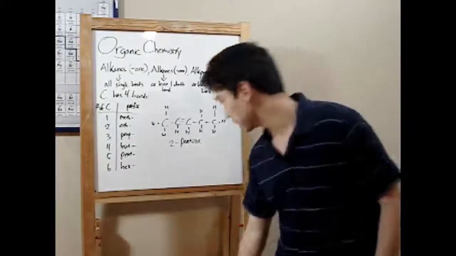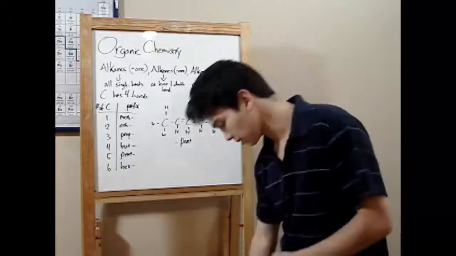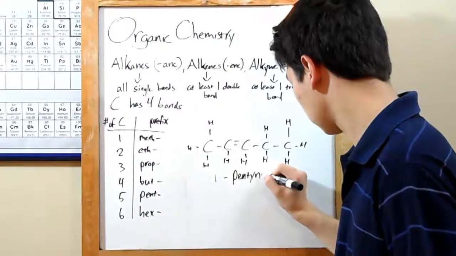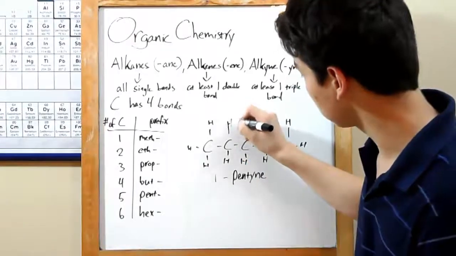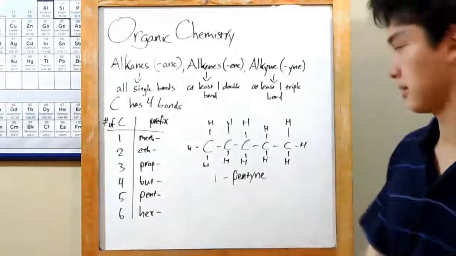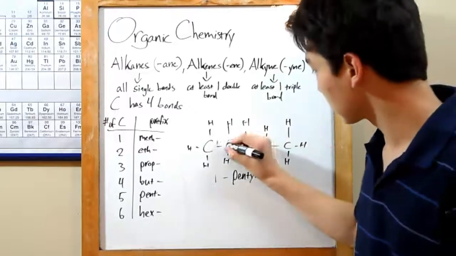Let's do one more example, this time of an alkyne. So how about 1-pentyne? Okay, let's turn this back into pentane before we transition into pentyne. 1. Well, that's easy enough. 1 or 1. We could put it either side. We'll put it over here.